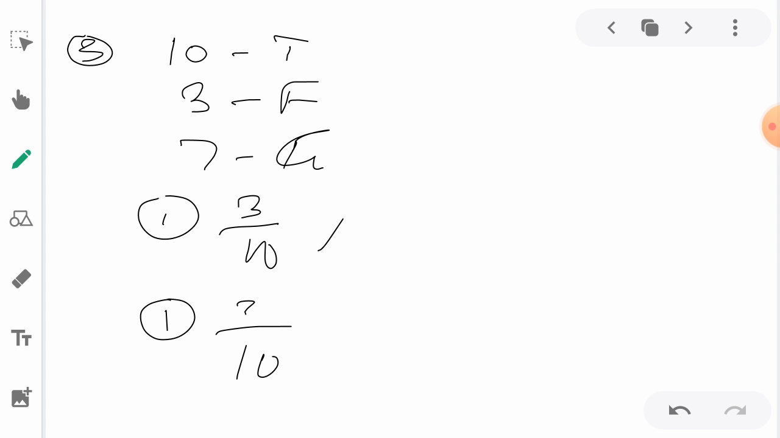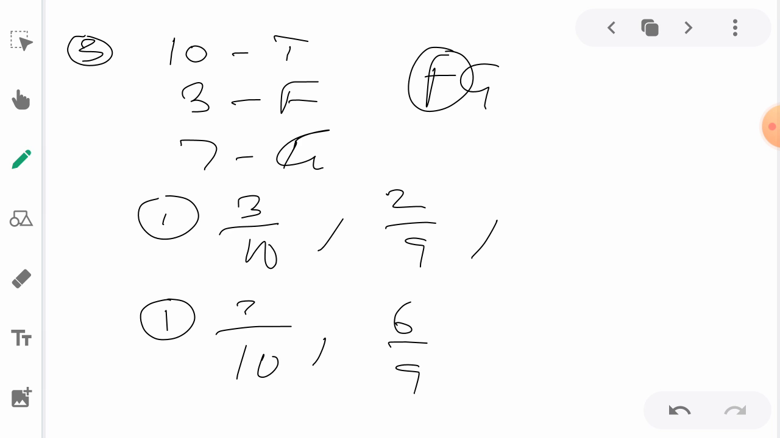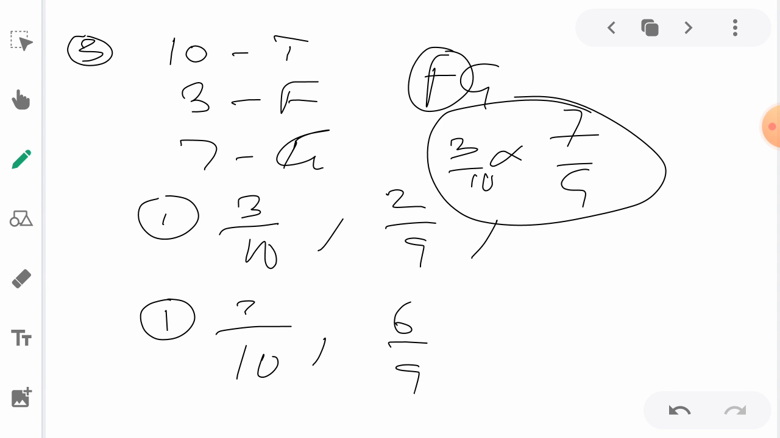But in the second selection, if you pick the same color, you're going to have 2 over 9. And here, if you pick the same color, you're going to have 6 over 9. But if you pick 2 different colors, for example, if I pick faulty and good, faulty in the first selection will be 3 over 10, then good will be 7 over 9. This is what you must know.